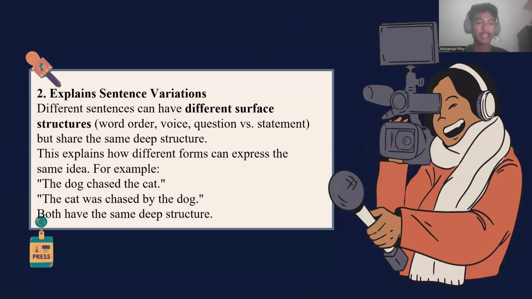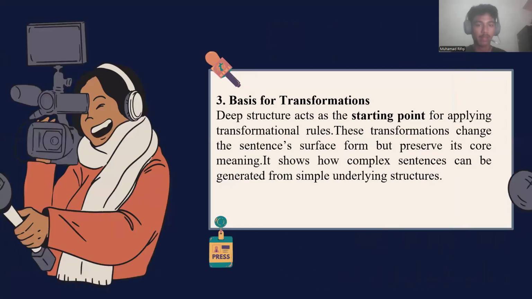Number 2, explains sentence variations. Different sentences can have different surface structures, such as word order, voice, question versus statement, but share the same deep structure. This explains how different forms can express the same idea. For example, "The dog chased the cat" and "The cat was chased by the dog" both have the same deep structure.